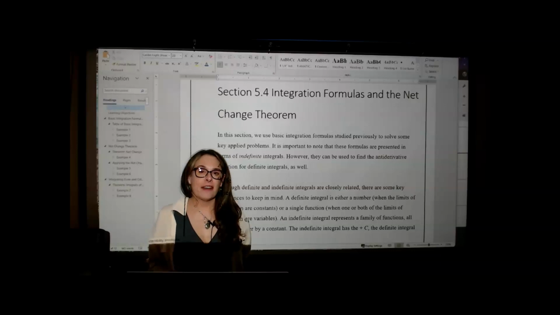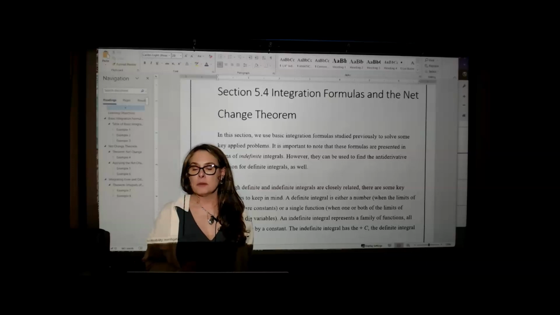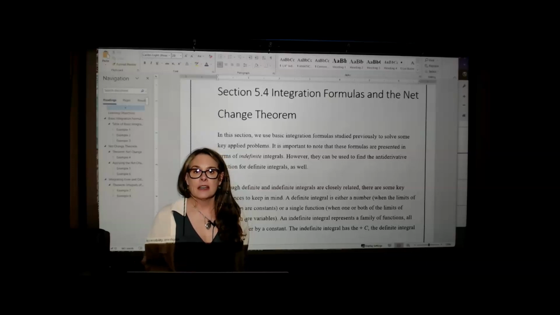Now that we have the fundamental theorem of calculus under our belts, we're going to really get into integration. In the next section, what we're going to be studying are some basic integration formulas and learning to use what we learned with the fundamental theorem of calculus. We're also going to apply it to something called the net change theorem.